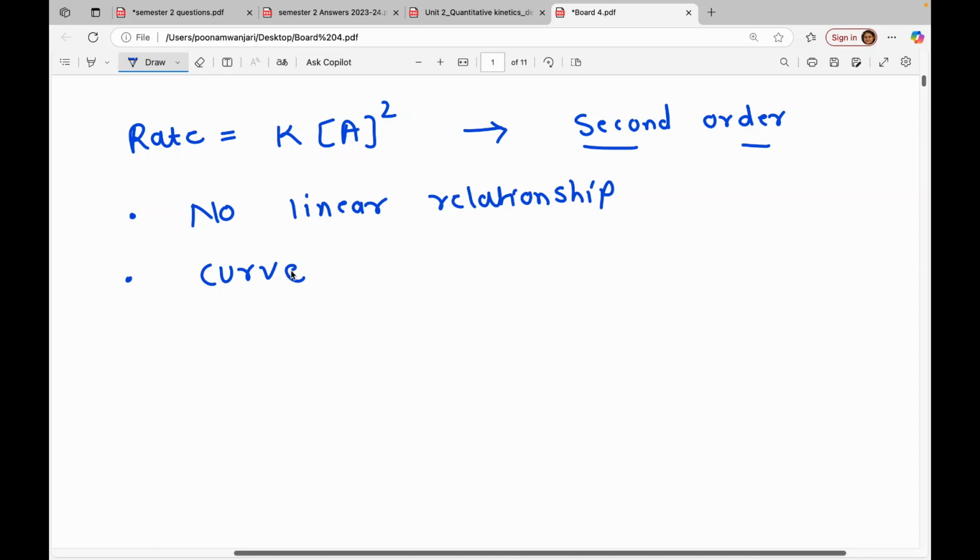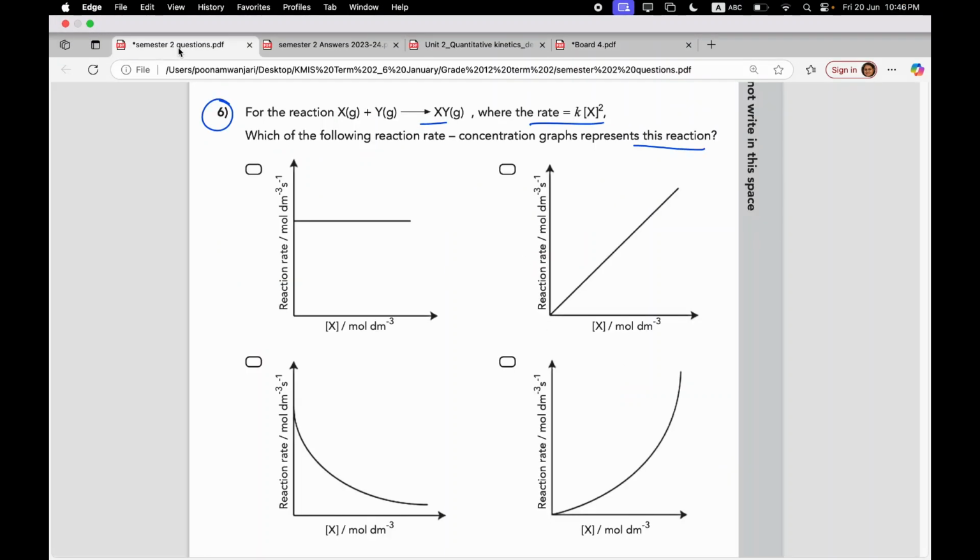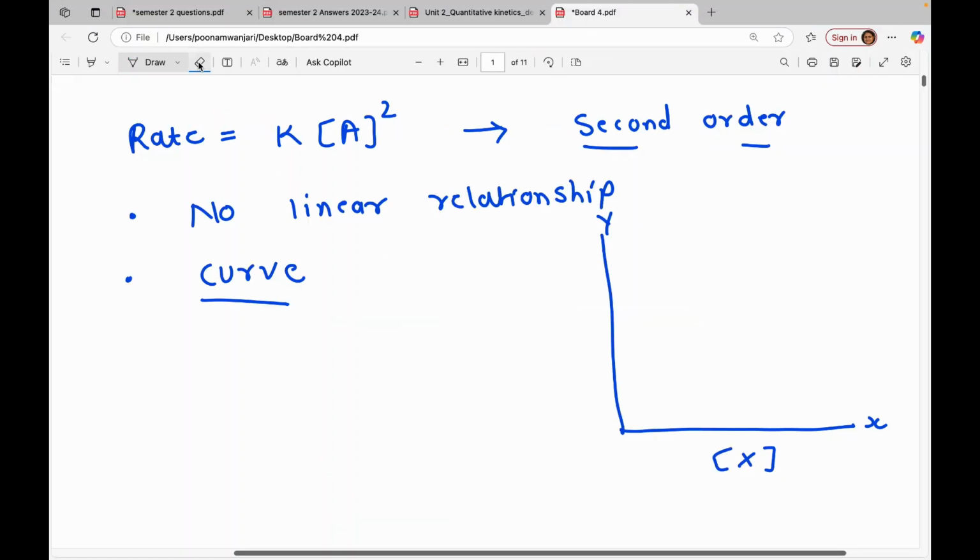Here the rate concentration graph is not a straight line as with a first order reaction. The graph we will get is a curve. So we will understand this curve by plotting the graph. Which type of curve will you get? This is our x-axis, this is the y-axis. On the x-axis is the concentration of x, and on the y-axis there is the rate plot.